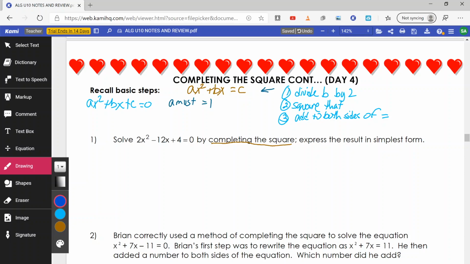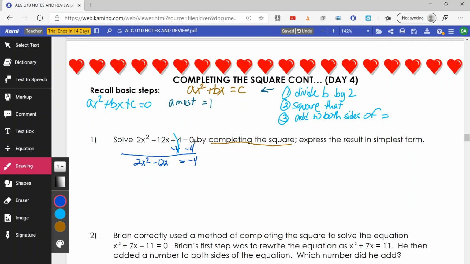So we are going to do the opposite of whatever's going on in the problem. So we're going to subtract 4, and we subtract 4 from both sides. That will cancel out. So we have 2x squared minus 12x, and once I do that, I leave a little bit of space, and we are equal to negative 4.